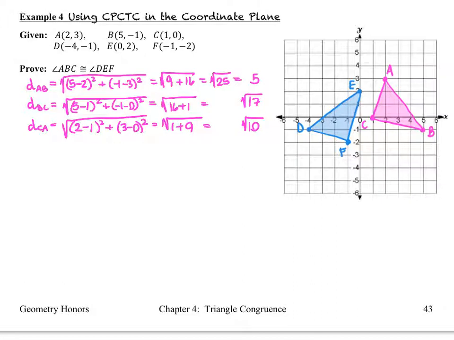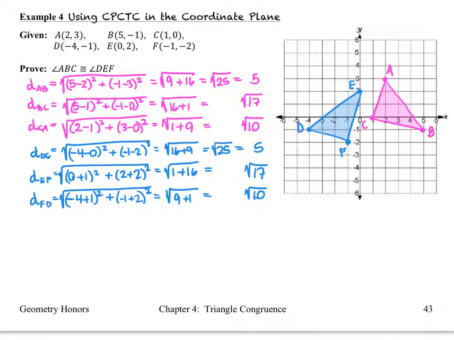So you can pause the video and set out to work on the distance between the blue triangle's points. Turn the video back on when you're ready to check your work. As we look at the lengths of the different segments on the two triangles, we can see that they do have the three side lengths all congruent.